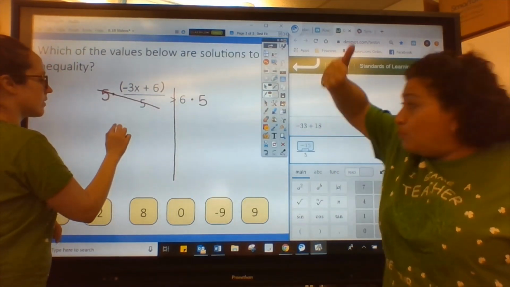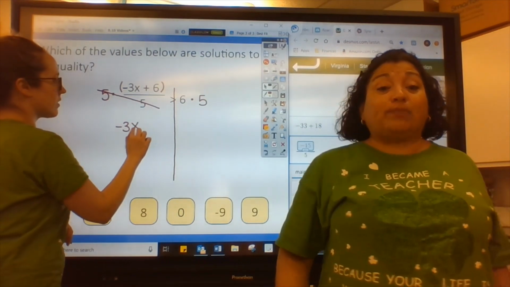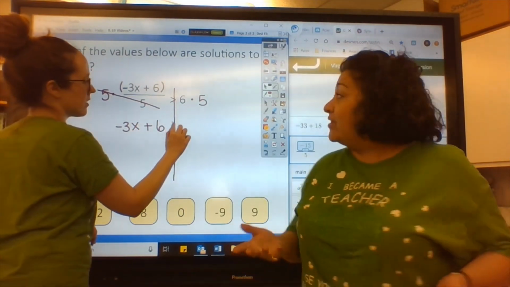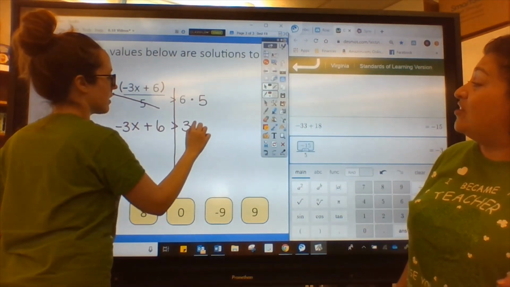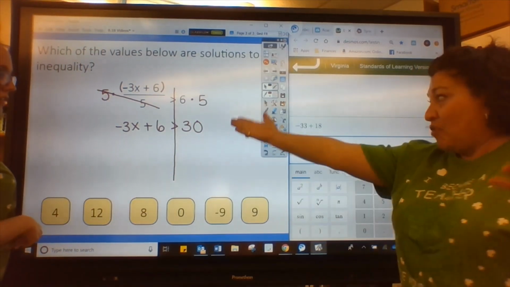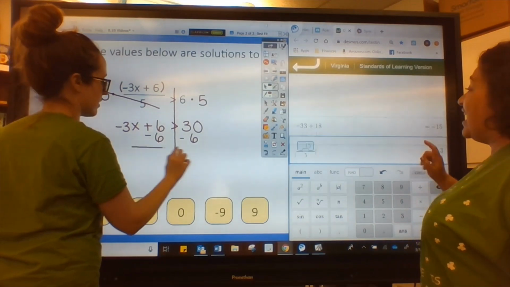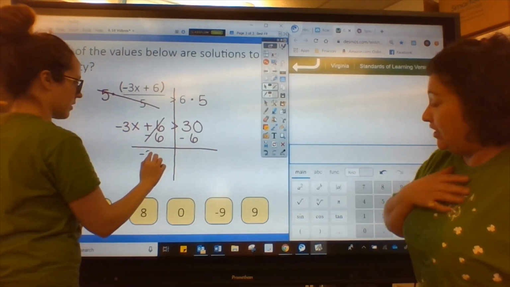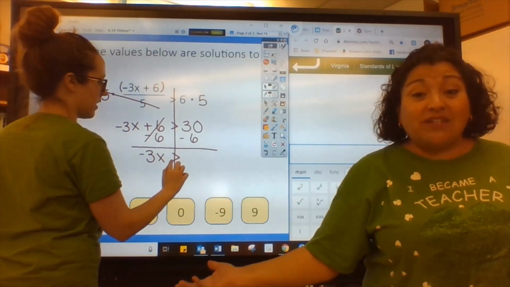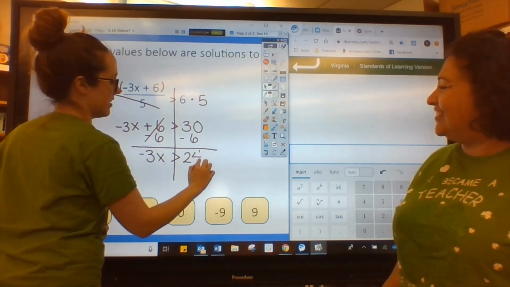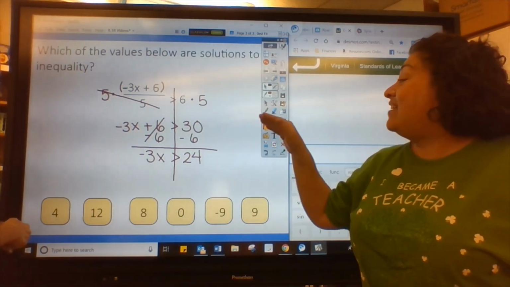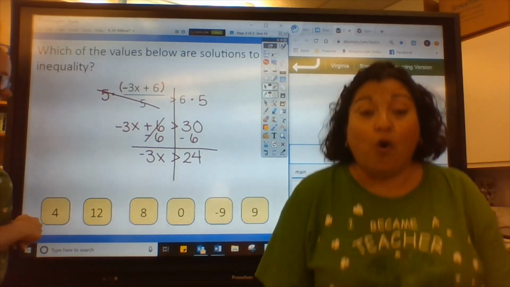That will cancel out, brings down the -3x plus 6. We no longer need the parentheses. And we end up with greater than 30. Nicely done. We have to get rid of that positive 6. So we're going to subtract 6. And again, you could use Desmos. I would if I were you. But since I have Miss Vincent and my calculator, I don't have to. So we got -3x greater than 24.